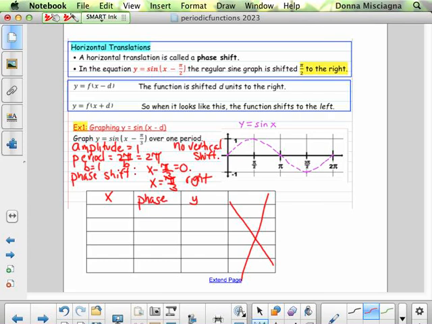All right, so the x values are always 0, pi halves, pi, 3 pi halves, and 2 pi. This is sine, so the y values are 0, 1, 0, negative 1, 0. So now we're just going to add the phase shift to the old x values. So 0 plus pi thirds is pi thirds.